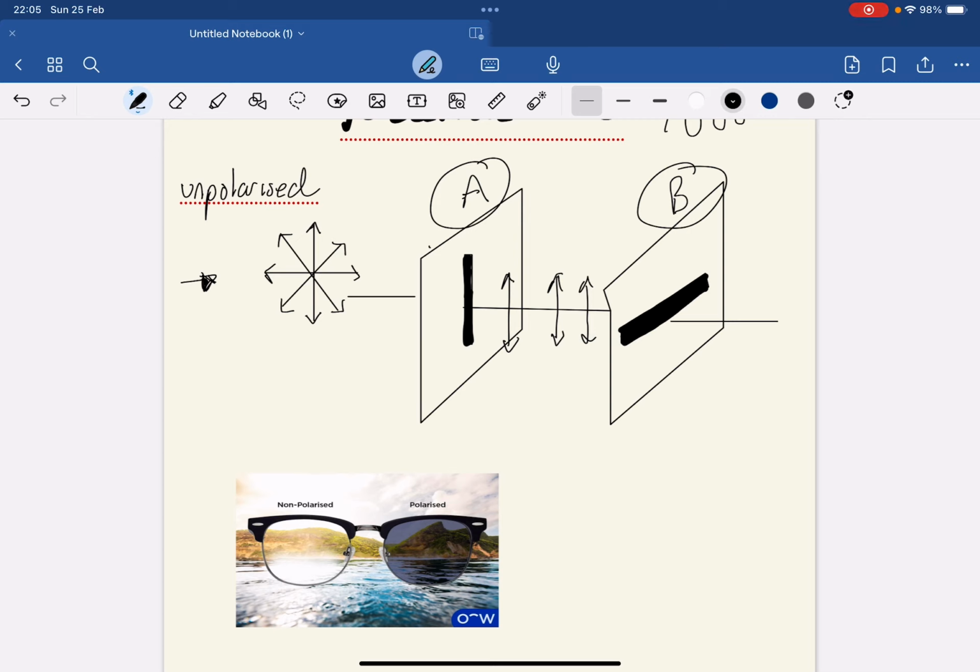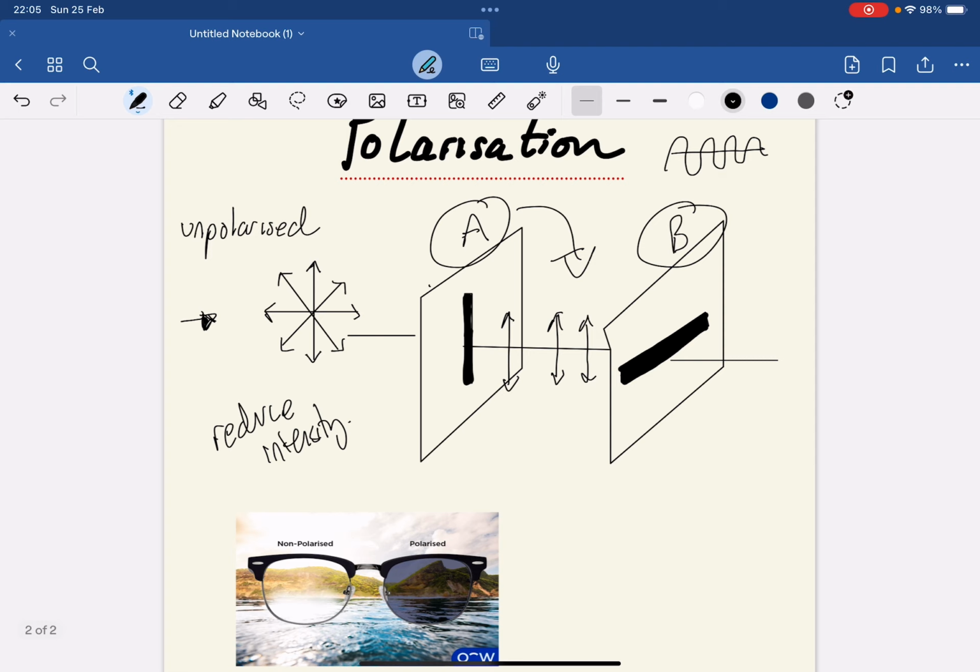But ultimately what you have to remember as well is that any time we have any sort of filter, we're going to reduce the intensity of the light. So it's important that we remember as well that when we are aligned to the filter, such as what's happening here with A, the oscillations are only going to vibrate in one direction. So I hope that helps you a little bit in understanding about polarisation of electromagnetic waves.